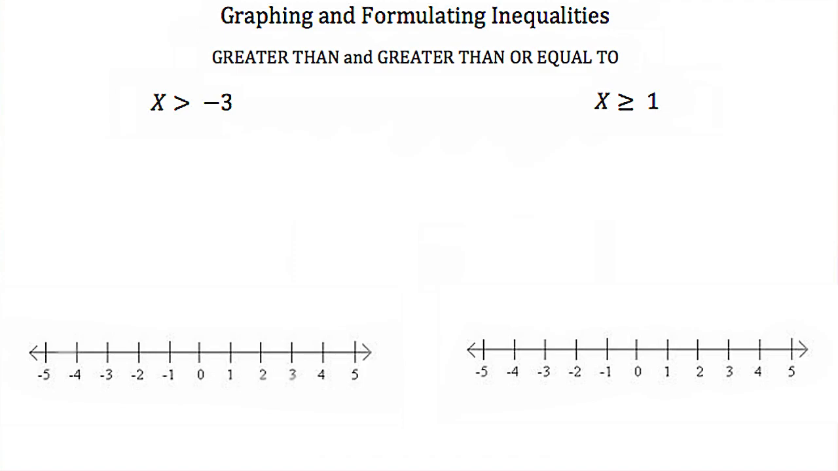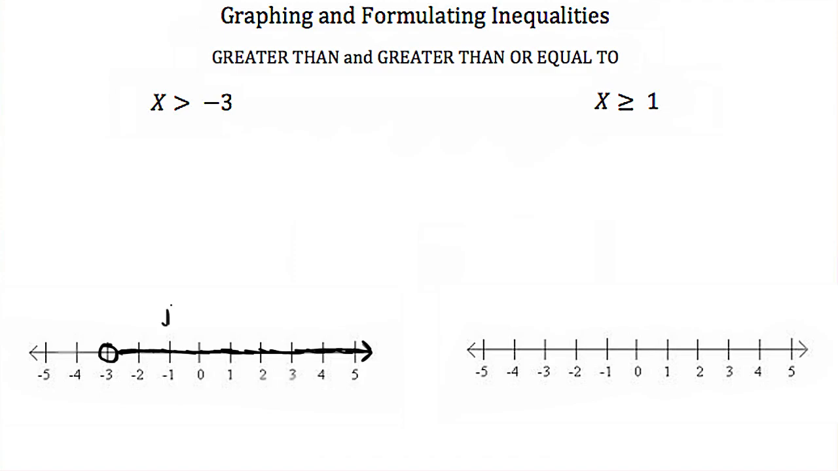So now let's try graphing the greater than or equal to sign. Here we have x is greater than a negative 3. Now negative 3 is not a valid point because negative 3 is not greater than negative 3. So again, you would come to negative 3 and you would put in an open circle to indicate that negative 3 is not a valid point. Now since this is greater than, you would instead fill in all the numbers to the right of negative 3 because all of these numbers are greater than negative 3.